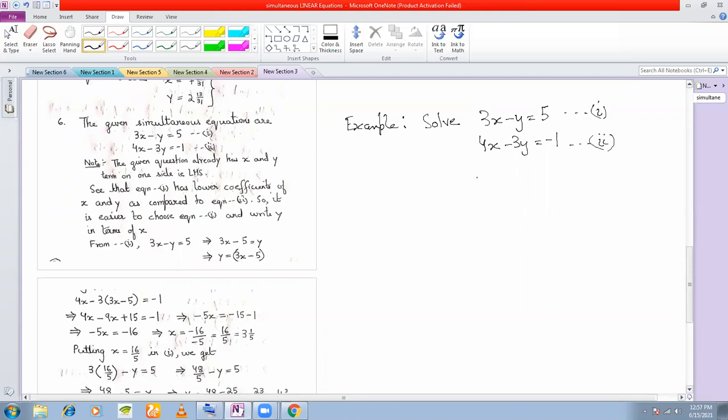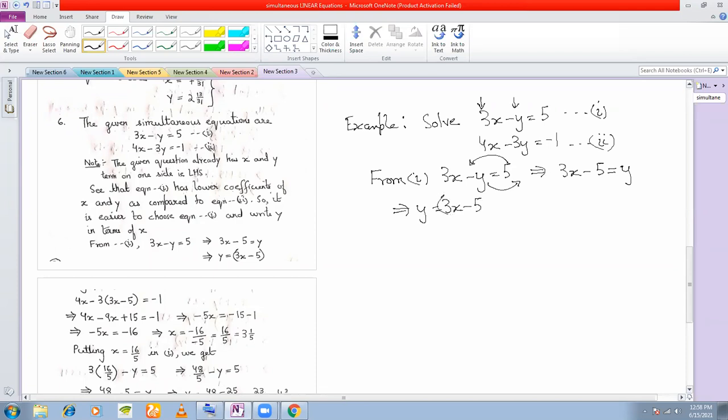So which equation should I choose? I see that the first equation has lower coefficients, 3 and 1, so I choose 1. You can choose 2 also. So from 1, 3x minus y is equal to 5. That means I can write this as 3x minus 5, that is, 5 I take this side and y I take this side. 3x minus 5 is equal to y. That means I get y is equal to 3x minus 5.